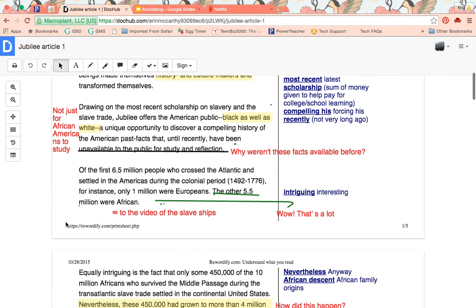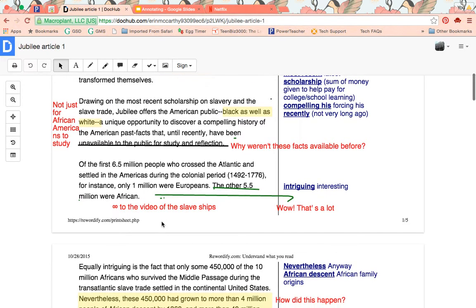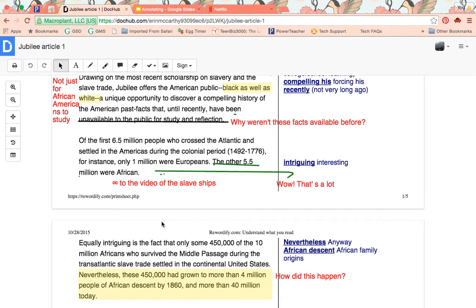In the next paragraph, sometimes you just make a notation of something like, wow, that's a lot. So if I ask you in class, like, what's something that stood out to you? You might say, wow, there were 5.5 million Africans that were brought to America. And again, here's our connection symbol, connecting to the video we watched about the slave ships with all the little dots going across the ocean.